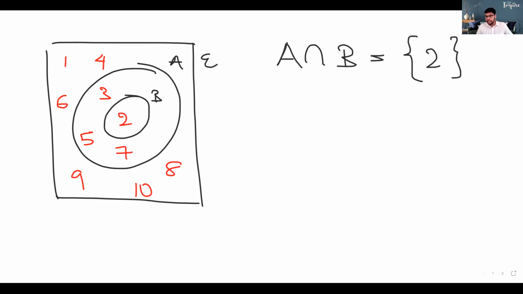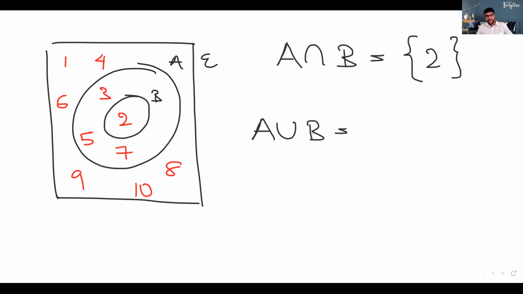So children, if you read the question, it says write the elements of the following sets using the Venn diagram. So it says following sets. If you're writing a set, children, you should have a curly bracket, isn't it? Right? Okay. Then A union B.